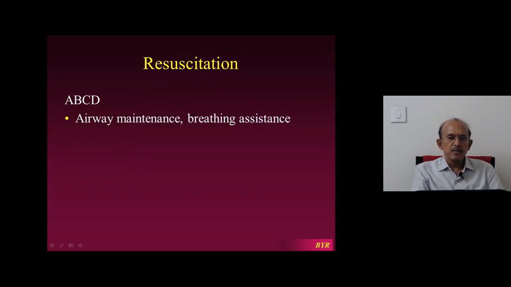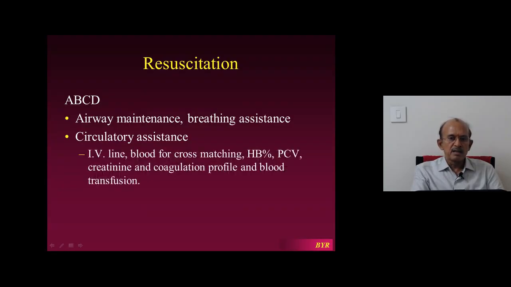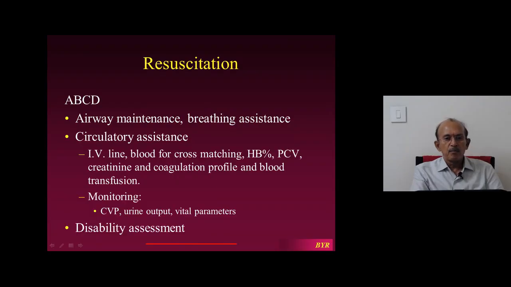Resuscitation, ABCD: airway maintenance and breathing assistance, then circulatory assistance. That means his hemodynamic status should be corrected. First, you pass an intravenous line, take blood for cross-matching, hemoglobin percentage, PCV, creatinine, and coagulation profile, and for blood transfusion. And then give blood transfusion. Monitor the patient for CVP, urine output, vital parameters. Then disability assessment.